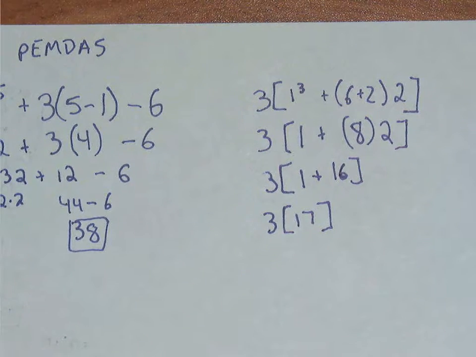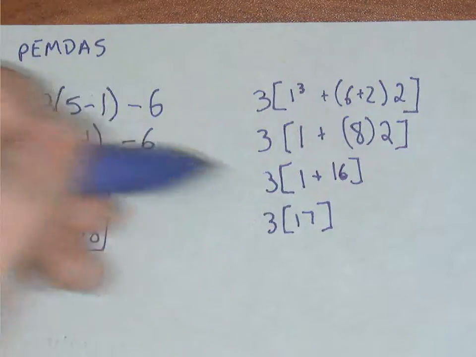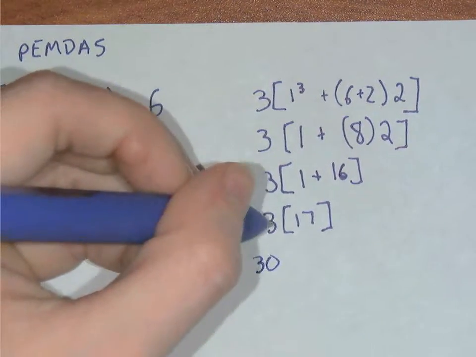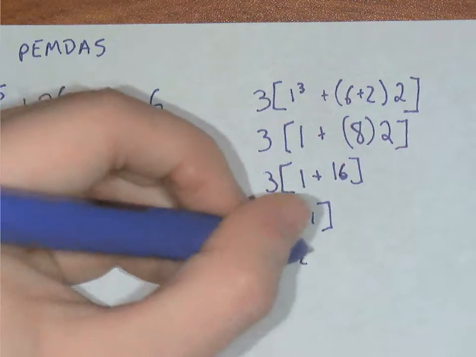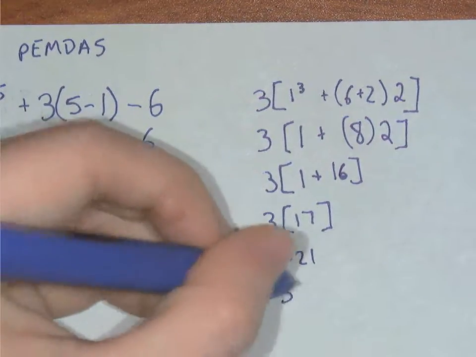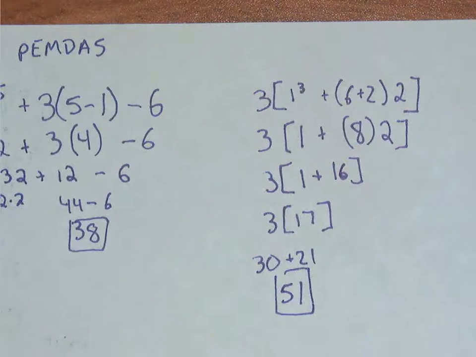And if I didn't know that right away, I could do it using the algorithm, or I could do it in my head. I know 3 times 10 is 30, and 3 times 7 is 21. So it's 30 plus 21, which gives me 51. So all I need as my answer there is 51.